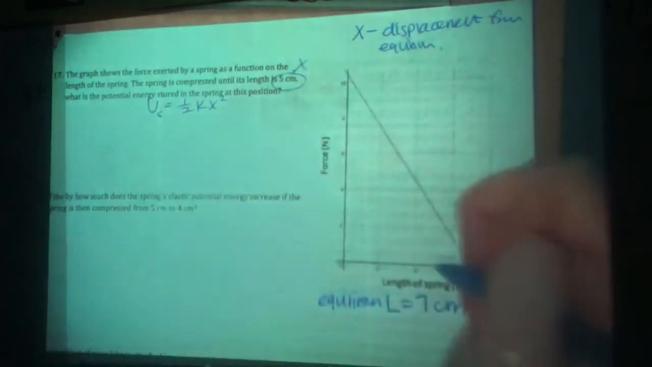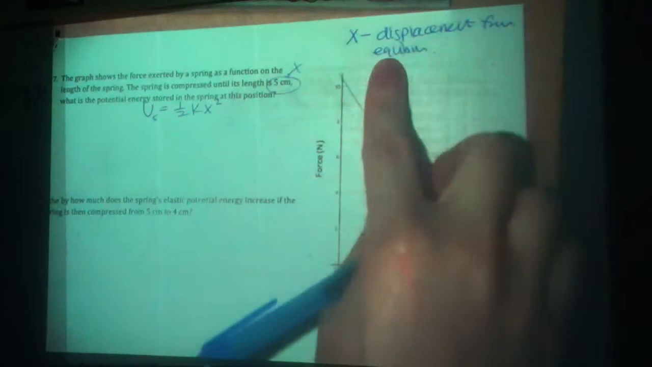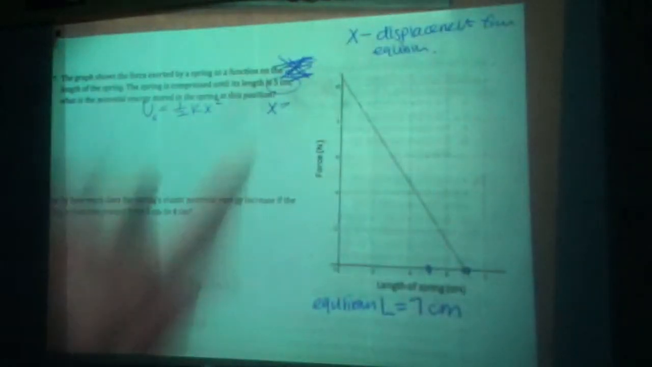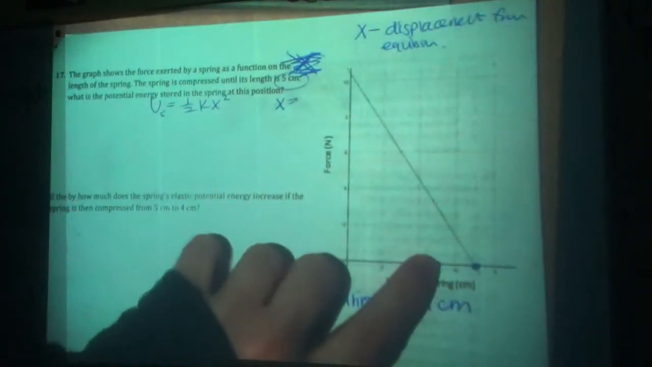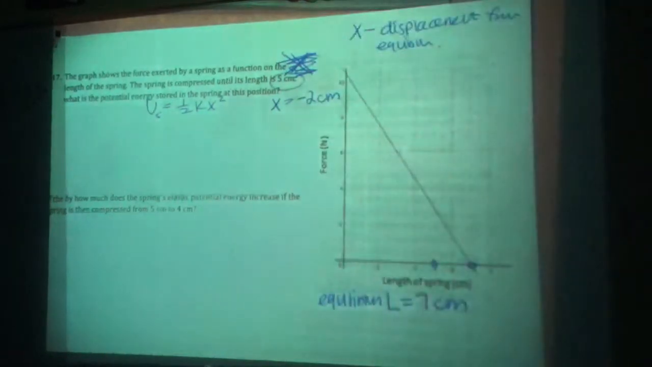So if my length is 5 centimeters, then that means my x, or my displacement from equilibrium, this is not x. Oh, I'm saying this is not true. Okay, just turn into a bigger x. So then my x at 5 centimeters from the equilibrium, which is 7 centimeters, is just a -2 centimeters.